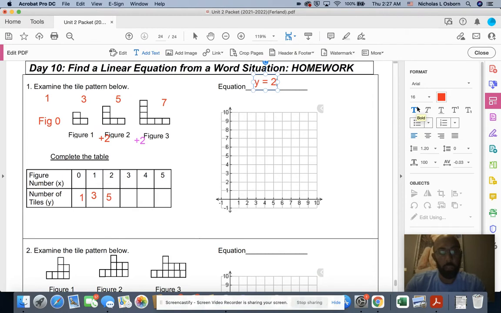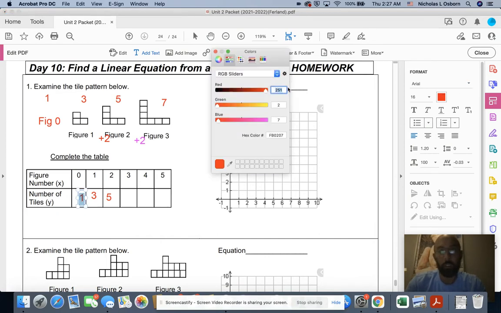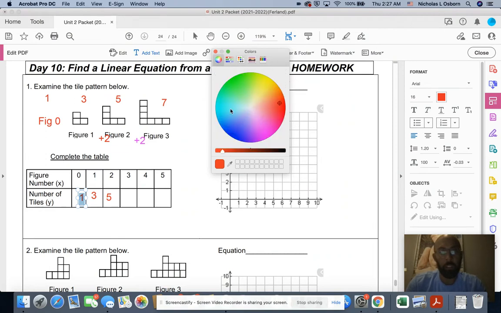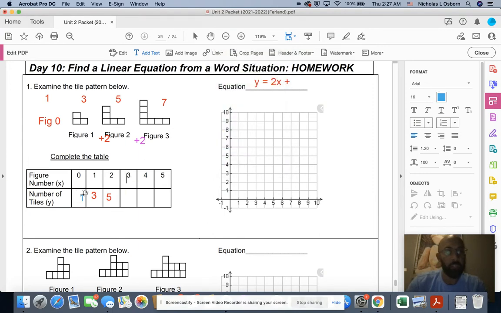So 2x, and then plus, what is your starting point? Well, your starting point is wherever x equals 0. This number here, and if you guys remember, I always used to put this in that bluish color. We'll do maybe this blue. That's close enough. So that first number under 0, that's your y-intercept. That's your starting point.